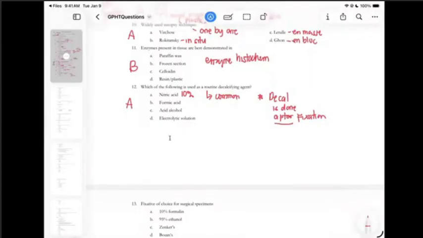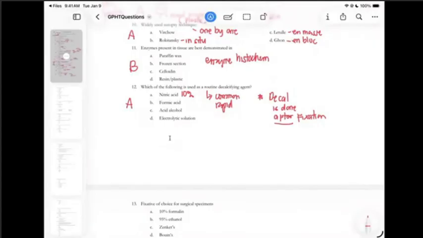We perform this usually at room temperature, and commonly used is 10% nitric acid. Nitric acid is also a rapid decalcifying agent. So number 12, letter A.